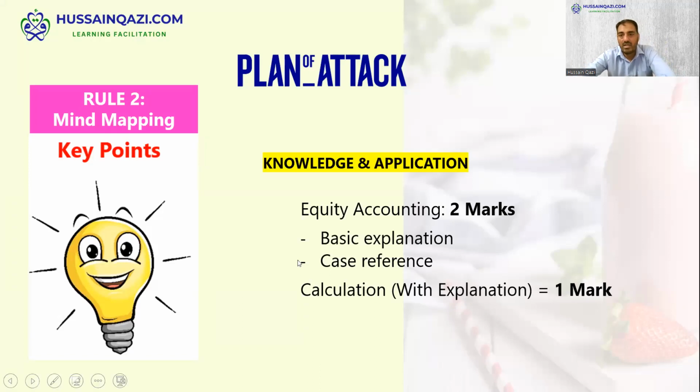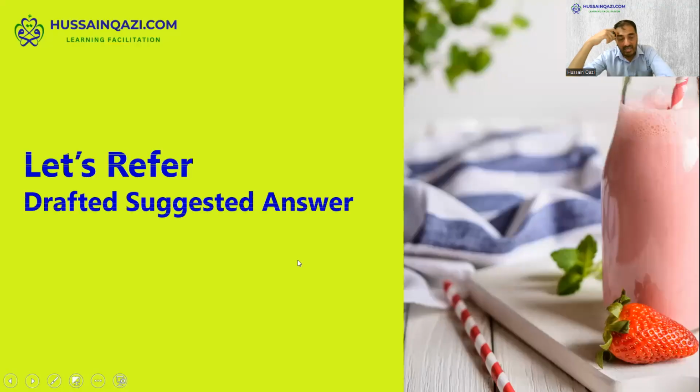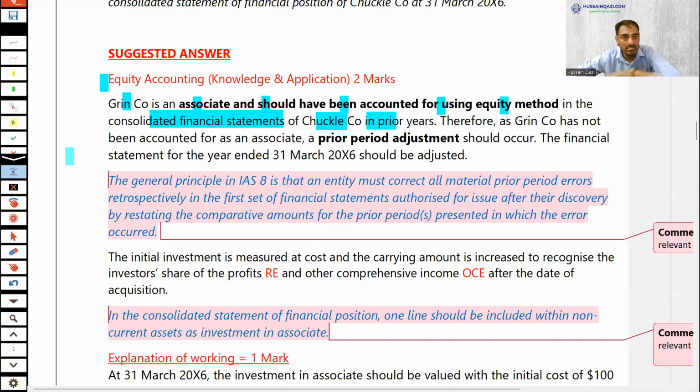Now refer to the suggested answer. Here is the suggested answer for you. Number one, very clear. For a total of 3 marks, 2 marks are for mentioning the equity accounting, and here knowledge and application work together.